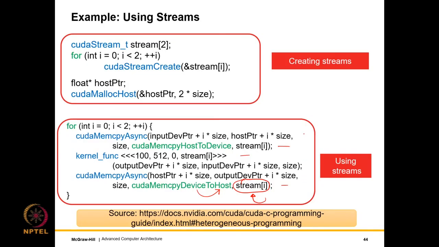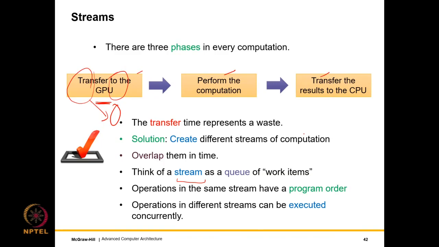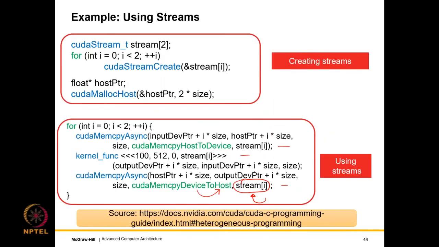Within the stream, as we have just defined over here, operations in the same stream have a program order, which means that within the stream we'll have a program order. But across streams, of course, we can relax the order. So this is captured by the async directive over here.